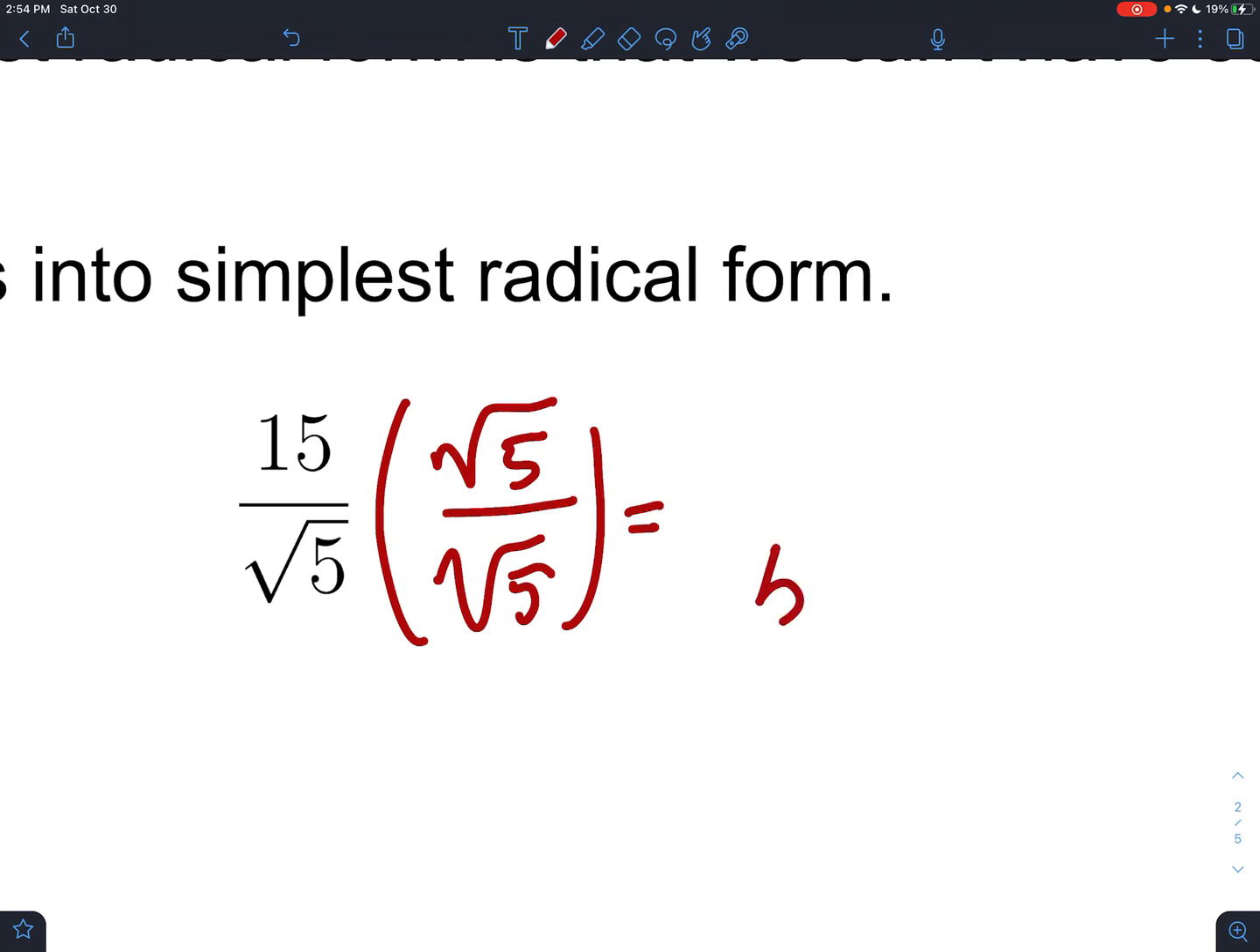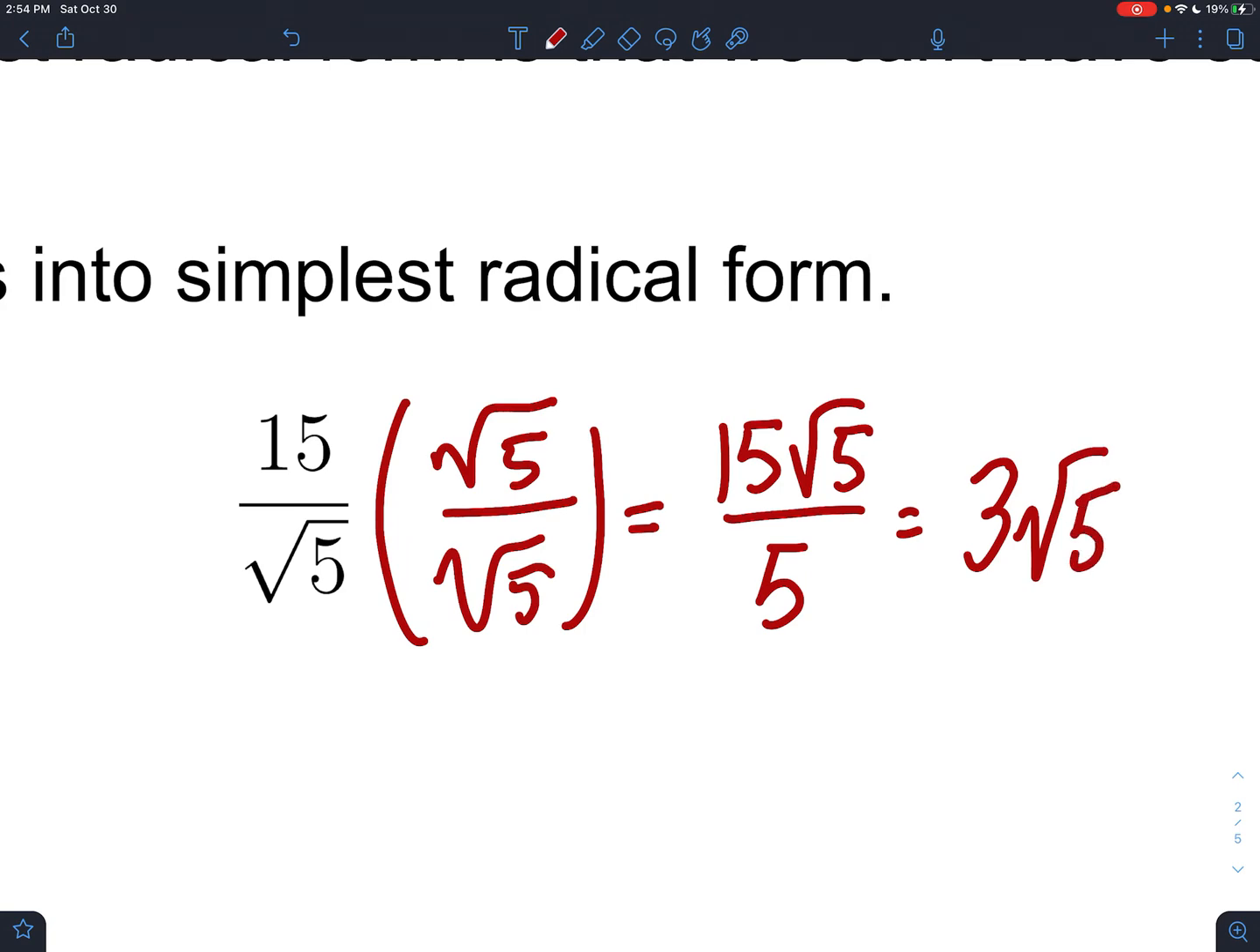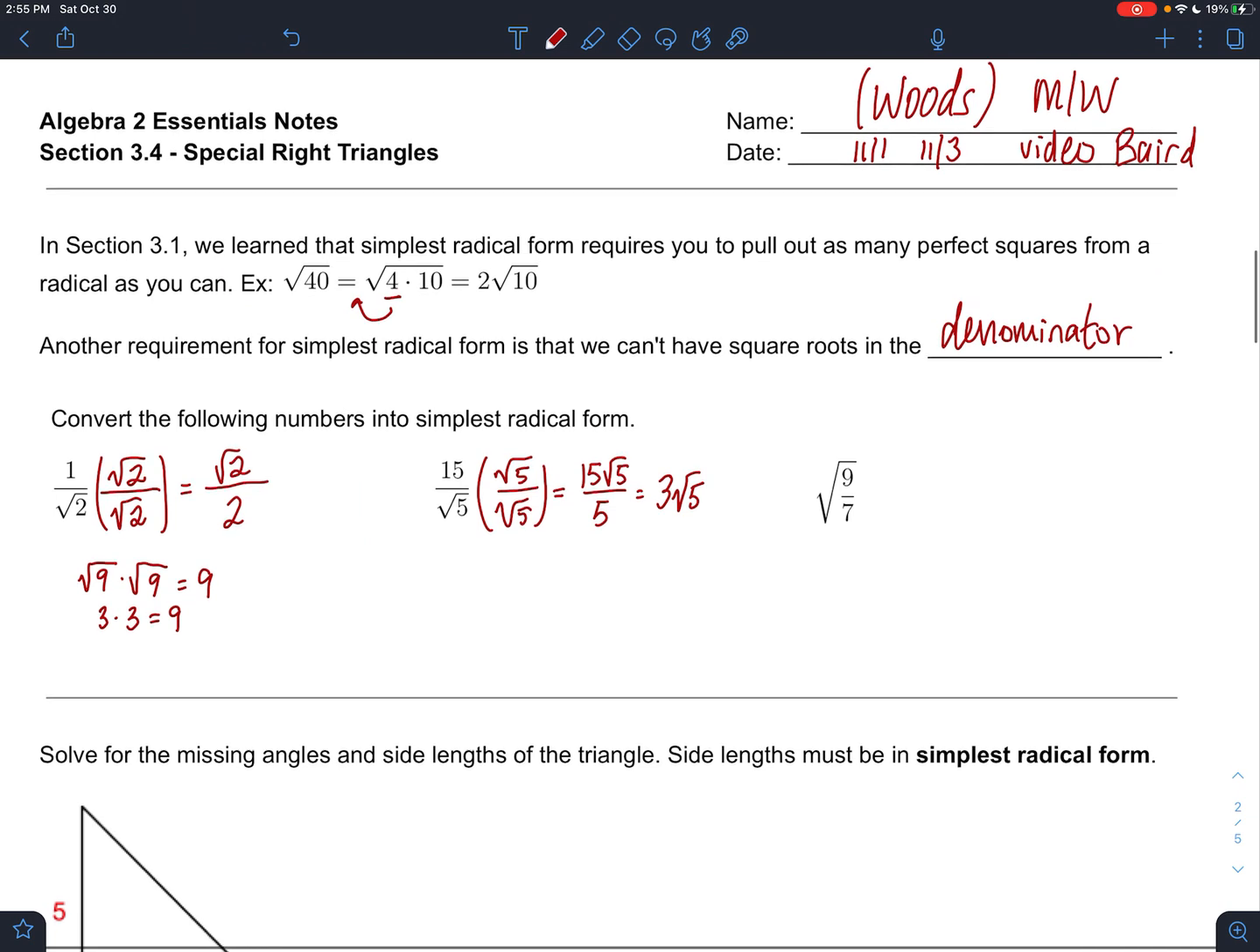And we will get 5 here in the bottom. But of course, these are all multiplied together and the 5 is divided, so it's almost as if the 5 can be canceled away, and we get 3 square root 5. Okay? So that's those two.